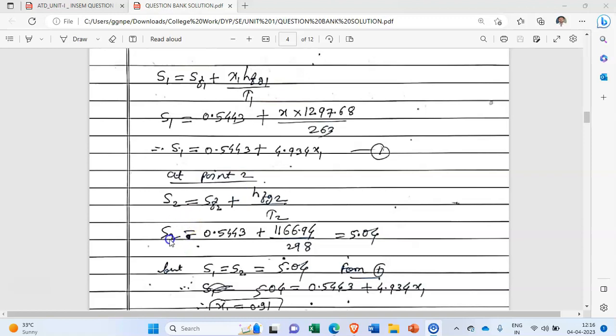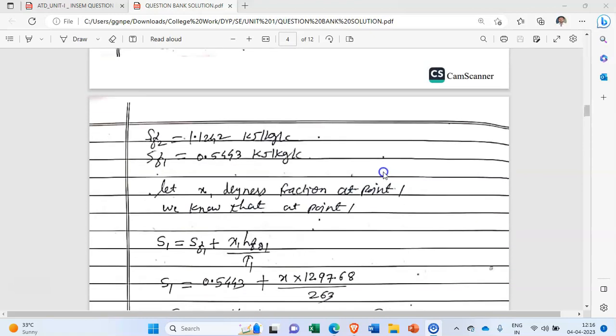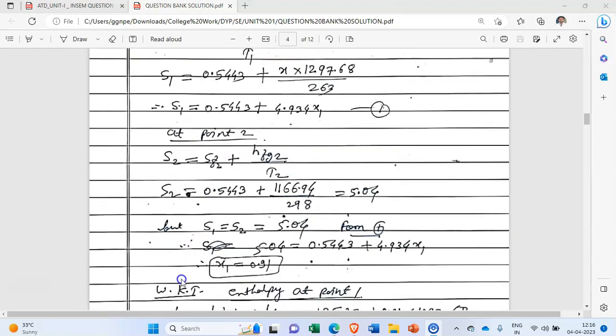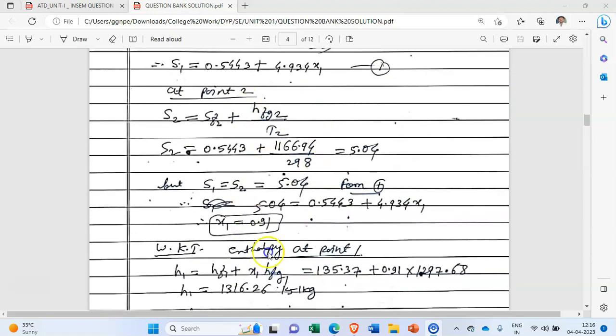So solve this. S2 is equal to 0.5443 plus 1166.94 upon 298. This is given in the table, and that is equal to 5.04. So you have got the value of S2, but from the TS diagram it is clear that S2 and S1 are the same. So whatever S2 we have just calculated, 5.04, is nothing but the value of S1. Put this value of S1 in equation number 1, and from that you will get the dryness fraction, that is 0.91.